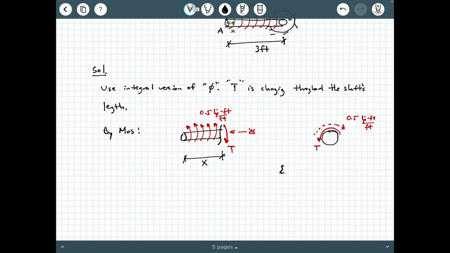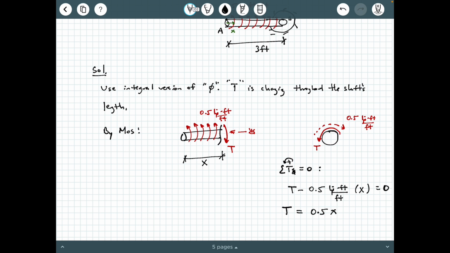All right? And so how do we get what T is? Well, we're going to say sum of the torques equals 0, counterclockwise positive, okay? And we're going to say T minus 0.5 kip-feet per foot times x equals 0. So this x right here is the length x in this drawing, and that's the length that the 0.5 kip-feet per foot is spread out over, all right? And so we do some rearranging, and of course we get T equals 0.5x, okay?